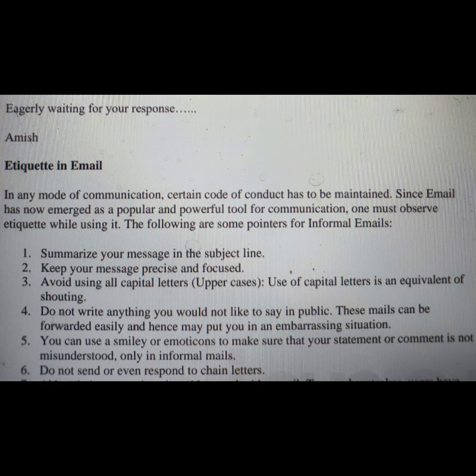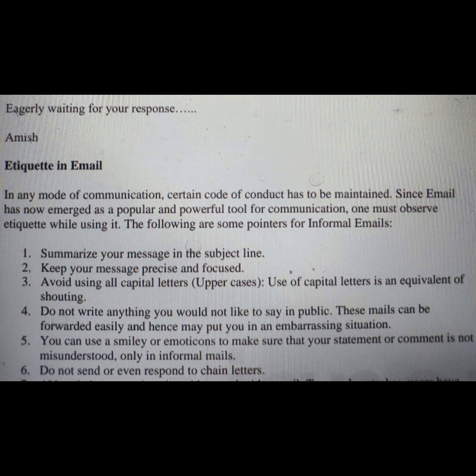Amish. Etiquette in email. In any mode of communication, certain code of conduct has to be maintained. Since email has now emerged as a popular and powerful tool for communication, one must observe etiquette while using it. The following are some pointers for informal emails. 1. Summarize your message in the subject line. 2. Keep your message precise and focused. 3. Avoid using all capital letters. Use of capital letters is equivalent to shouting. 4. Do not write anything you would not like to say in public. These mails can be forwarded easily and hence may put you in an embarrassing situation.